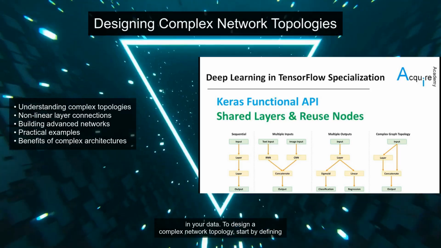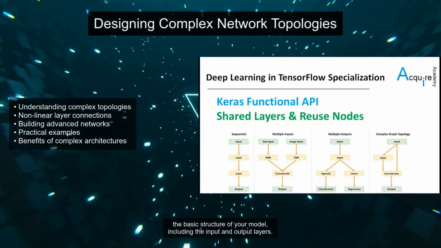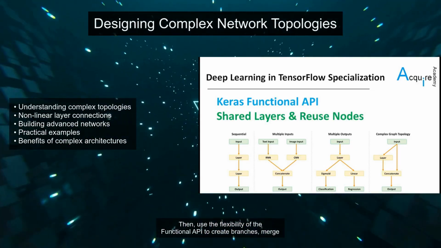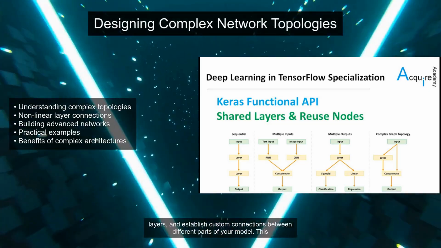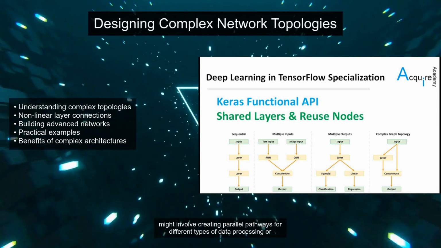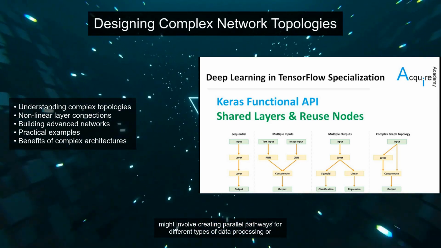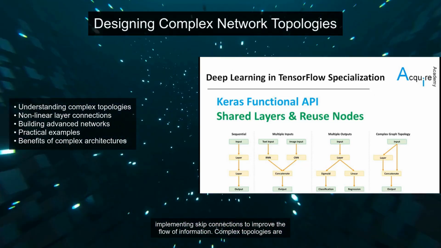To design a complex network topology, start by defining the basic structure of your model, including the input and output layers. Then, use the flexibility of the Functional API to create branches, merge layers, and establish custom connections between different parts of your model. This might involve creating parallel pathways for different types of data processing or implementing skip connections to improve the flow of information.